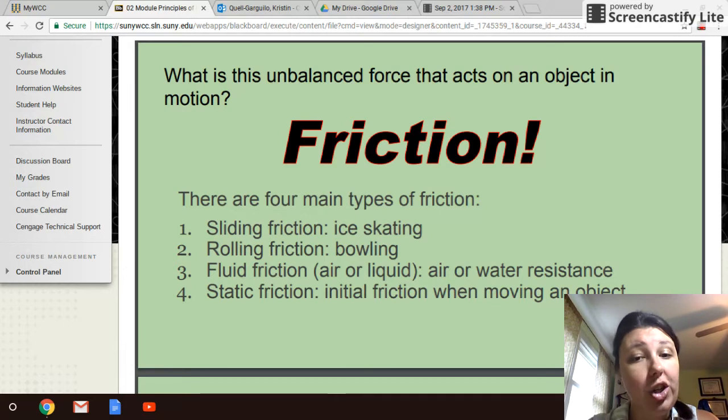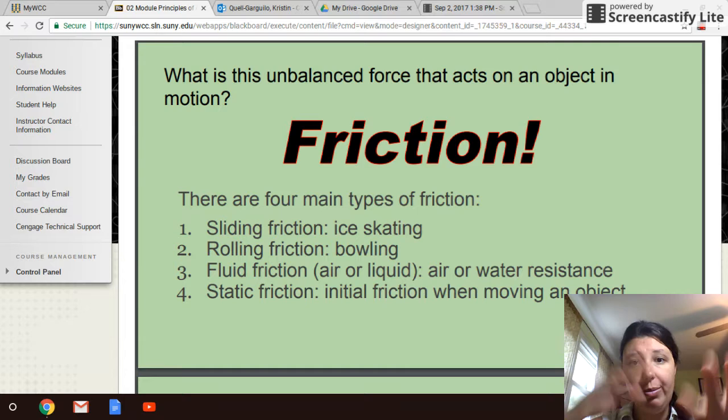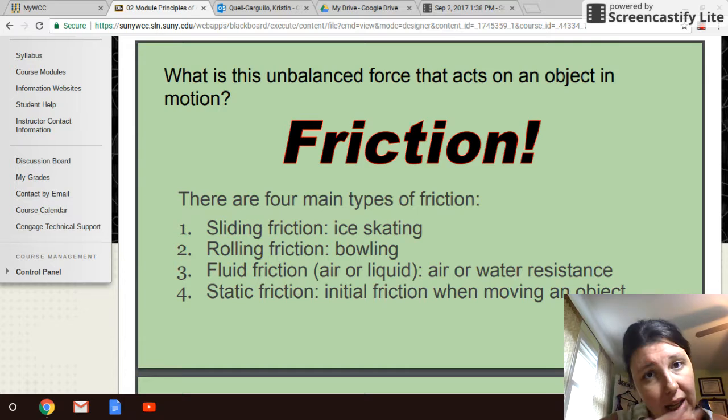Rolling friction, you can think of things like bowling, where it's falling over itself. Fluid friction, we're living in that every time you walk across the room or tilt your head, or me moving my hands. I'm moving through the atmosphere, which is a fluid. So I'm creating a fluid friction or resistance in the material that I'm working through.